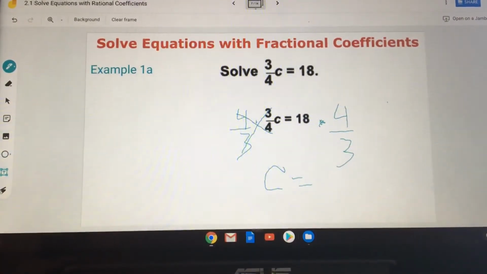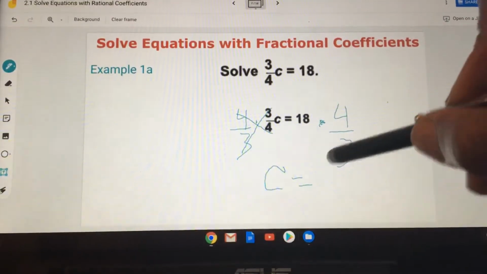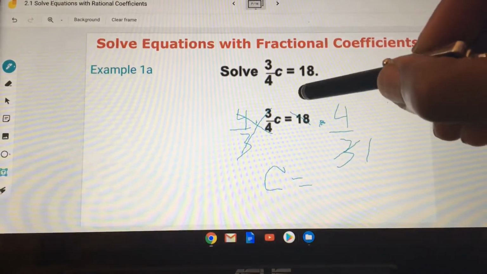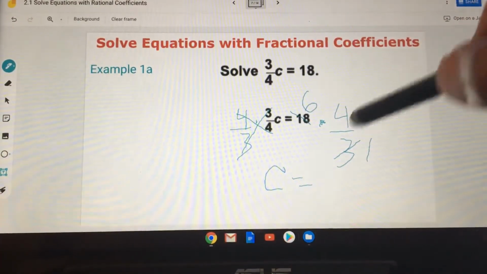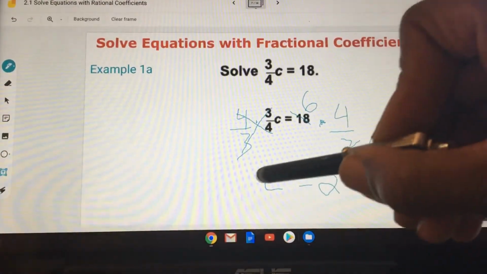Now we have c all by itself. And you can go ahead and use your calculator. 18 times 4 divided by 3, or you can also do cross canceling like this. 3 goes into 3 once, 3 goes into 18 6 times, and 6 times 4 is 24. So c equals 24.